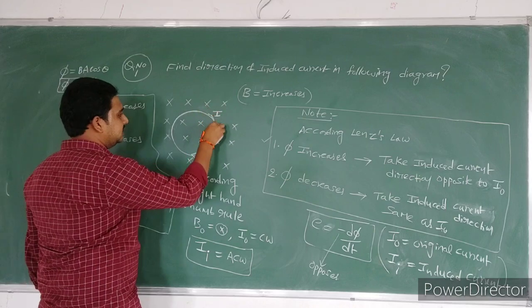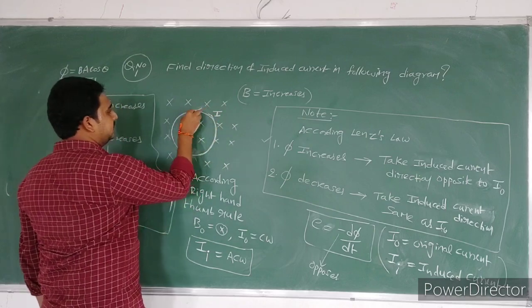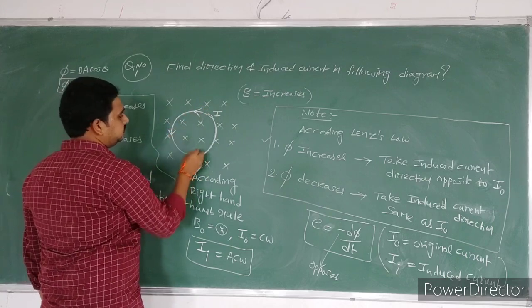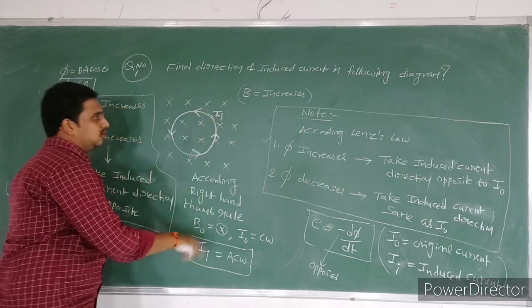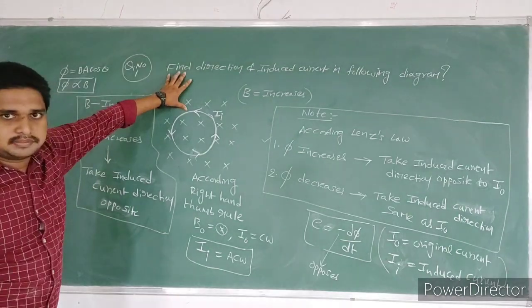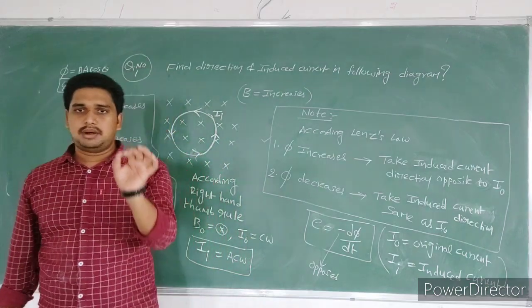So now we will draw like this. The induced current direction is anti-clockwise, like this. This is anti-clockwise. The i direction is anti-clockwise. So what is the answer for this question? Anti-clockwise. So dear students, I will recapitulate one more time.